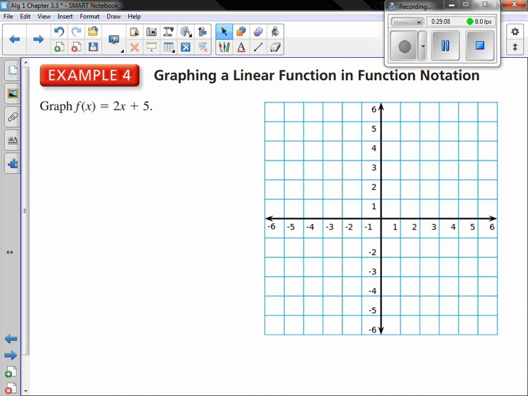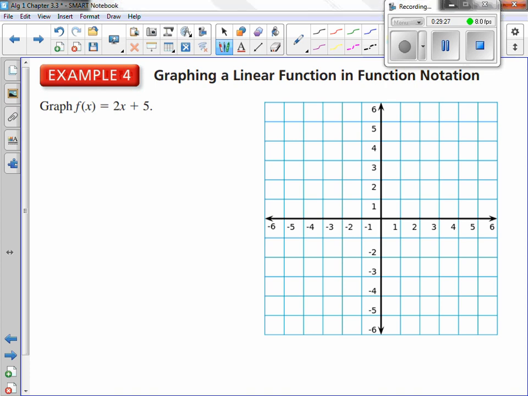Okay, that brings us to the last thing we're going to cover today. That is graphing a linear function in function notation. Now, the way that we're going to graph this, and y'all have graphed points, yes? Y'all have graphed points, x, y. So what we're going to do, to graph any line, I need 2 points. To graph any equation of a line, I need 2 points.